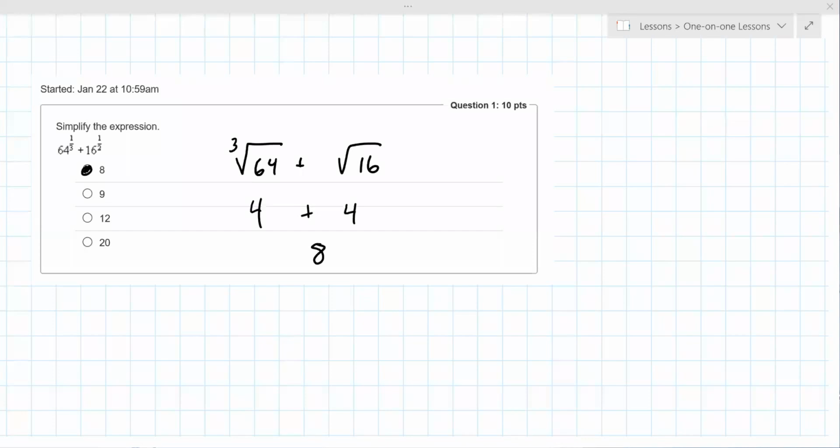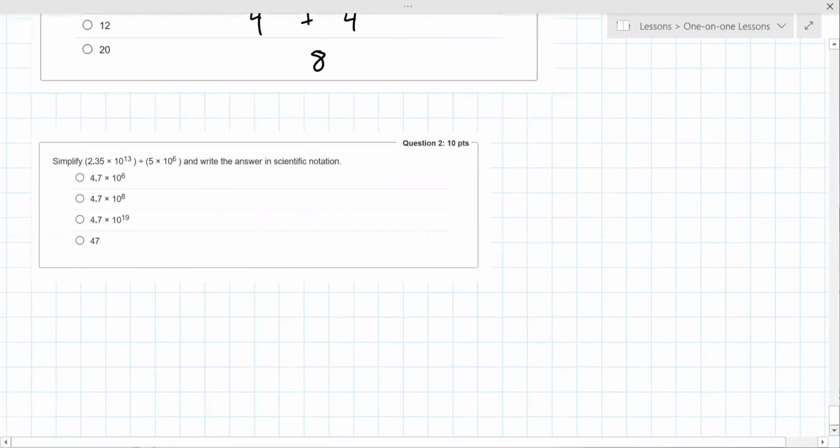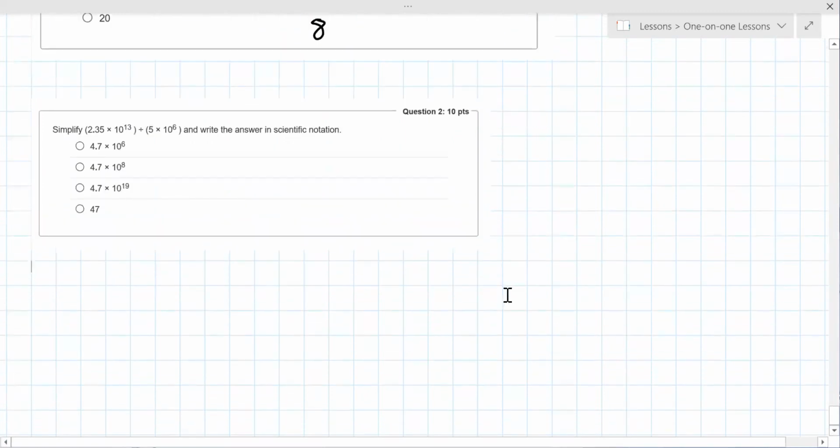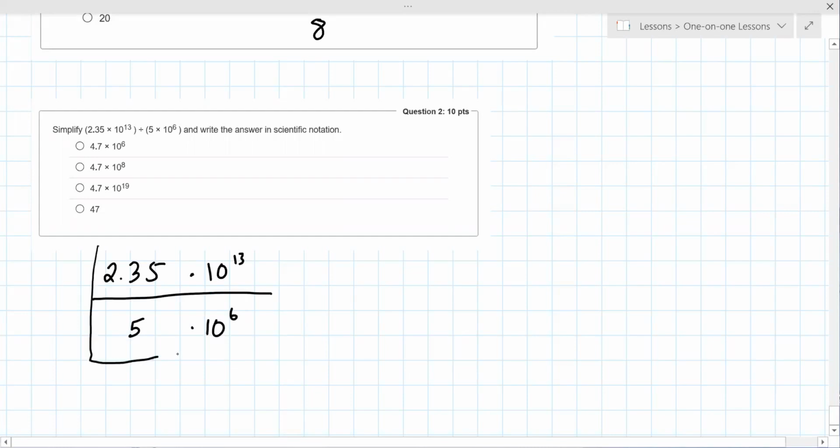So the next one I want you to try on your own. It's like one that we did just in the last hour. If you've been taking notes, it would be good to look at them. Although this one is different than the ones that you did. So actually, it'll be better if we do this together. So this is 2.35 times 10 to the 13th over 5 times 10 to the 6th. Do you remember us doing that together? Yes. Okay, so grab your calculator and divide this number here.